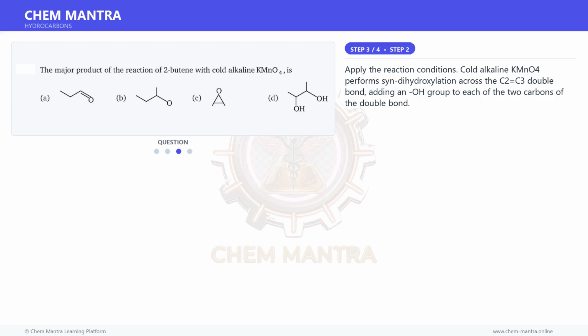Moving on to the next step. Apply the reaction conditions. Cold alkaline KMnO4 performs syn-dihydroxylation across the C2=C3 double bond, adding an OH group to each of the two carbons of the double bond.